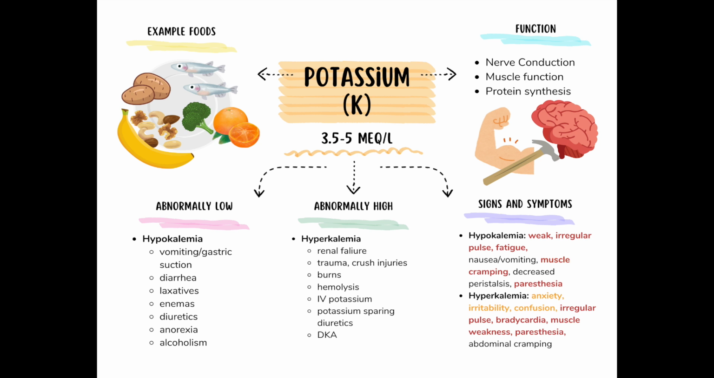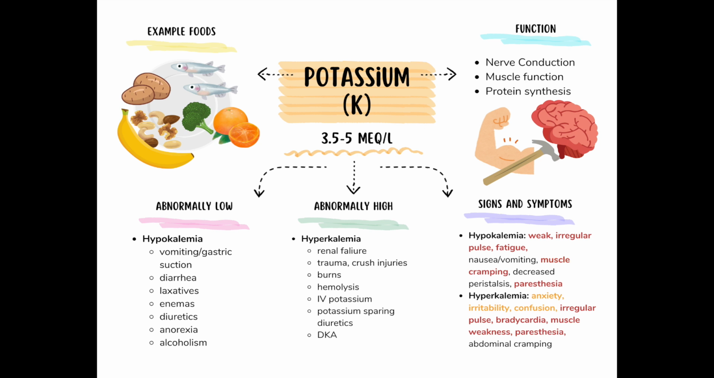Okay, so now to hyperkalemia, abnormally high potassium. That is caused by renal failure, traumas and crush injuries, burns, hemolysis, IV potassium, potassium-sparing diuretics, and DKA. When you see IV potassium and potassium-sparing diuretics, these are medications that are diuretics but specifically don't take the potassium out and excrete it through the urine. So it would make sense that our potassium would get higher with that one.